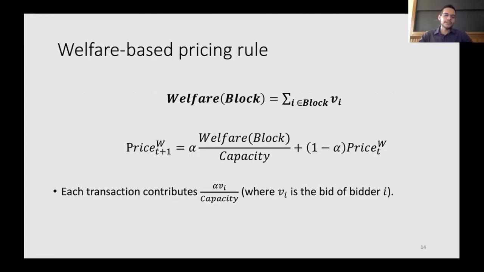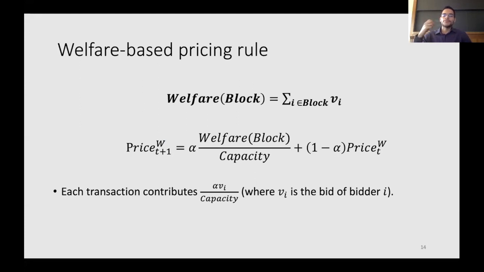So an alternative way you could set prices is what we call a welfare-based approach, where instead of simply relying on the realization of a block, we can rely on the actual bids reported by a user. That's why we call it a welfare-based approach, where we are taking a convex combination of the sum of the values divided by the block capacity with the previous price.